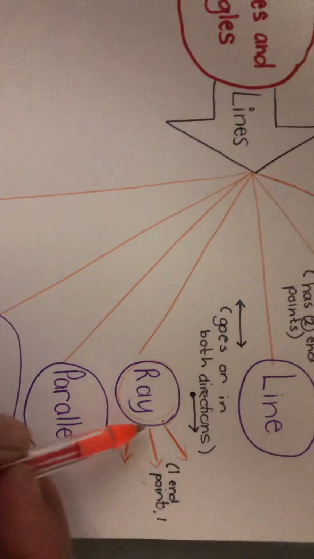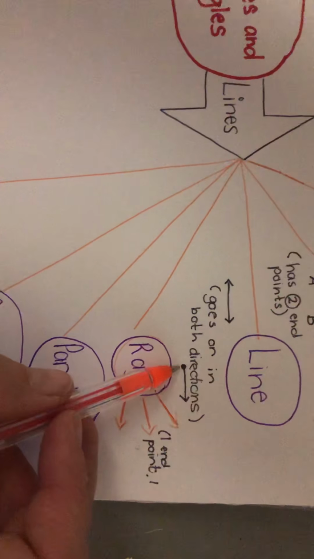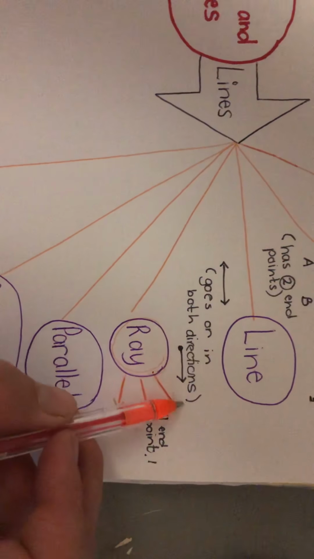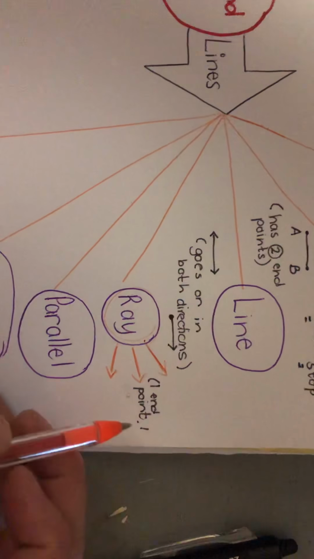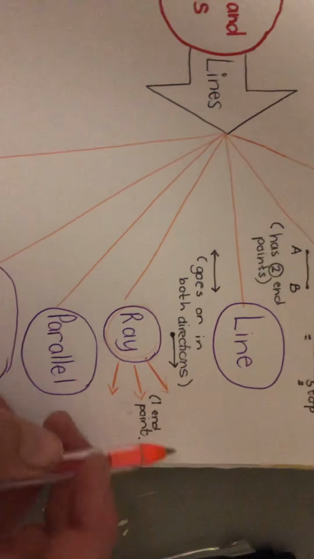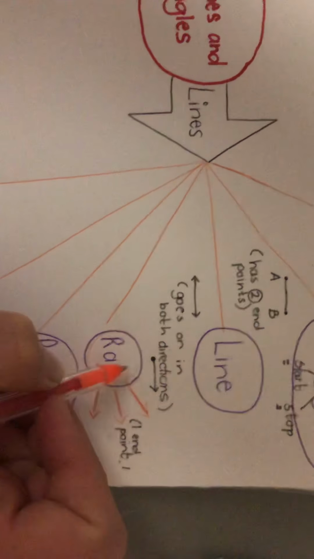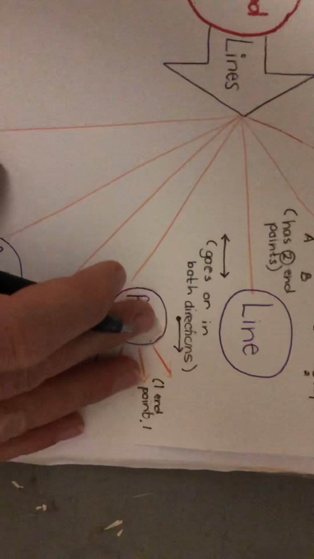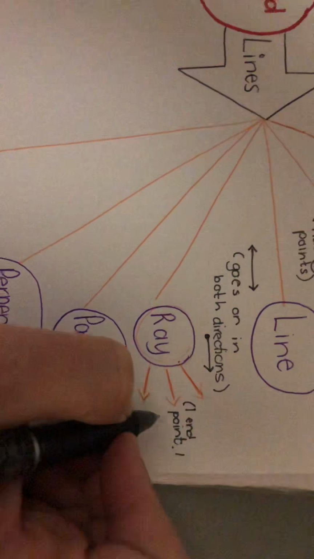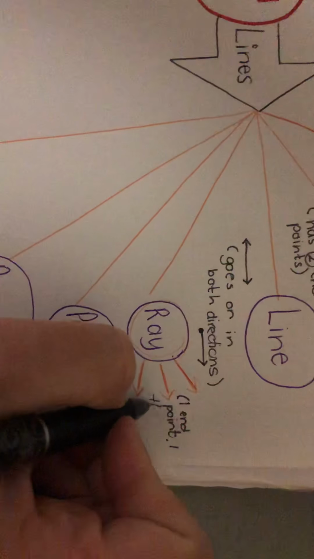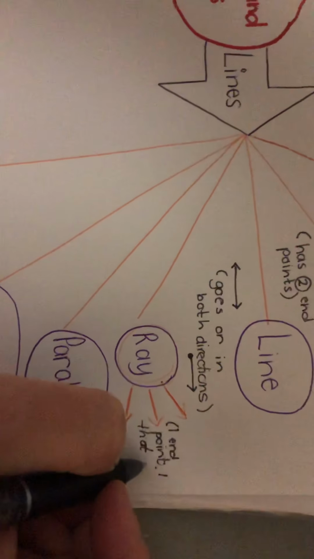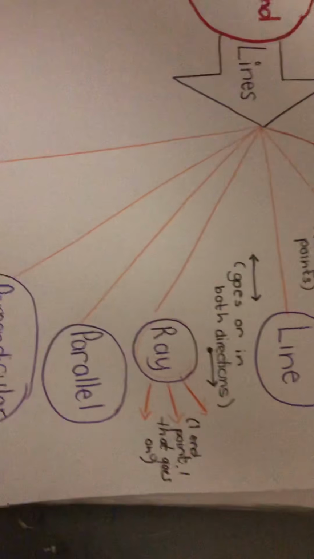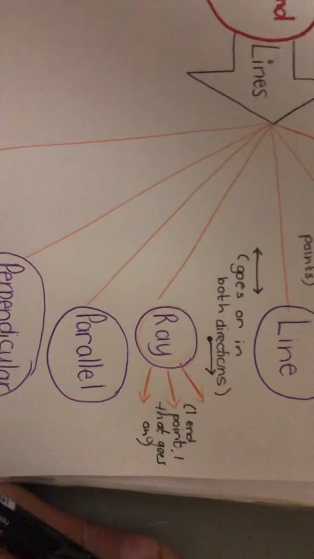Basically a ray has one end point. There it is, I've drawn it for you. And then the other side keeps on going forever and ever, just like the sun's rays keep going on and on. So a ray has one end point and one side that goes on.